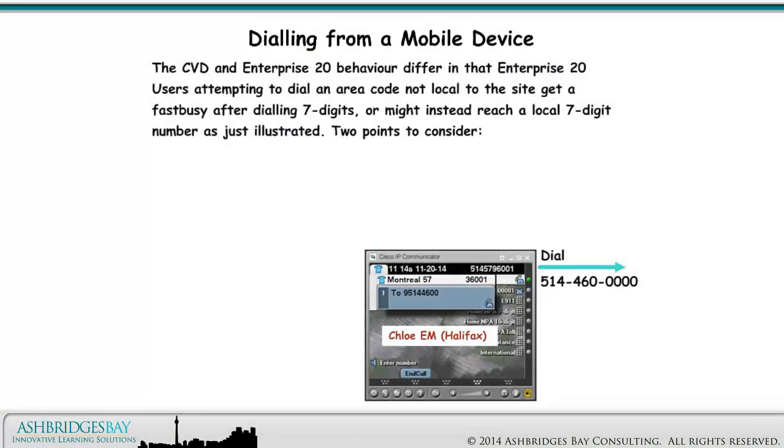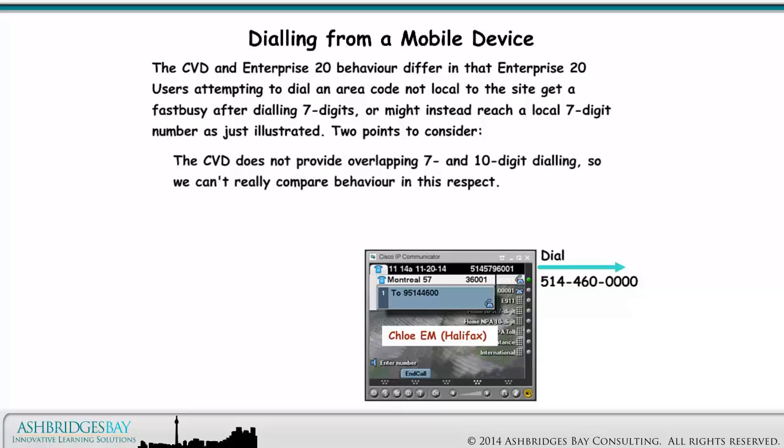The CVD and Enterprise 20 behavior differ in that Enterprise 20 users attempting to dial an area code not local to the site get a fast busy after dialing 7 digits, or might instead reach a local 7-digit number as just illustrated. 2 points to consider. The CVD does not provide overlapping 7 and 10-digit dialing, so we can't really compare behavior in this respect.